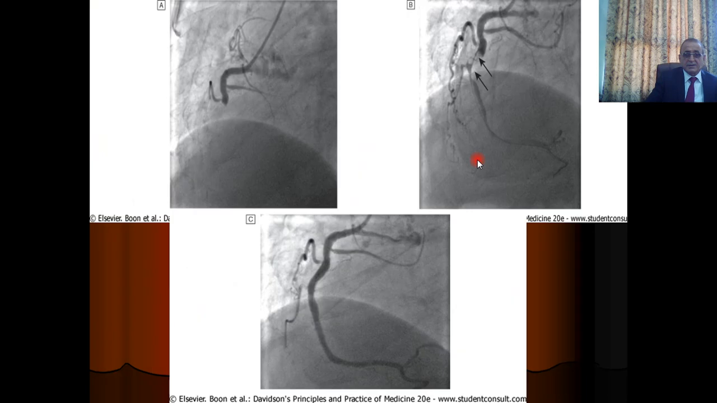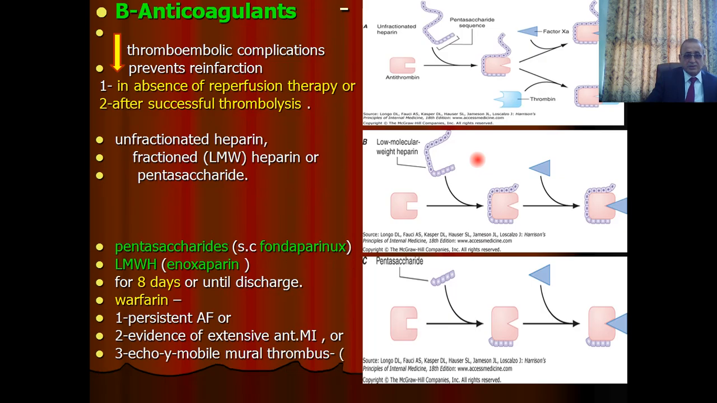The instability is prophylactic. There are three types: unfractionated heparin, fractionated, and pentasaccharide. This is the unfractionated heparin. This is factor 10, and it will take all these together. They have fractionated this part to take only this factor, and the pentasaccharide to take this one. You can look to the detail of this later. I don't like to confuse you. You have unfractionated heparin, fractionated, and pentasaccharide. Pentasaccharide actually is more practical. Fondaparinux or low molecular weight heparin for 8 days.